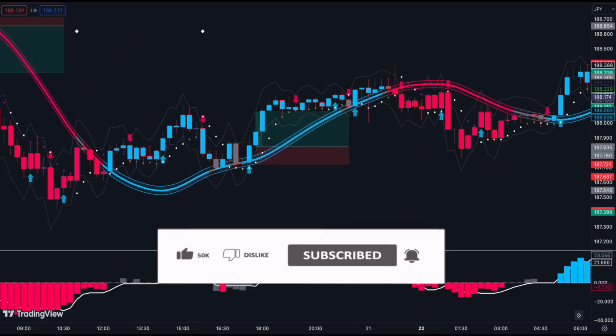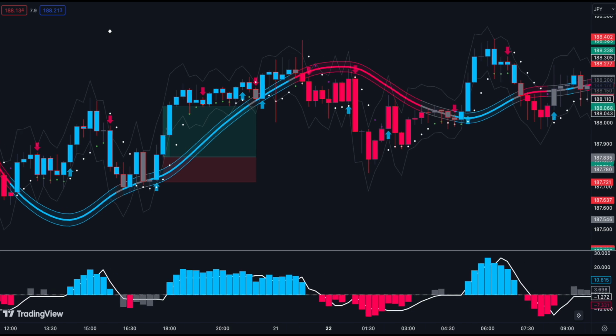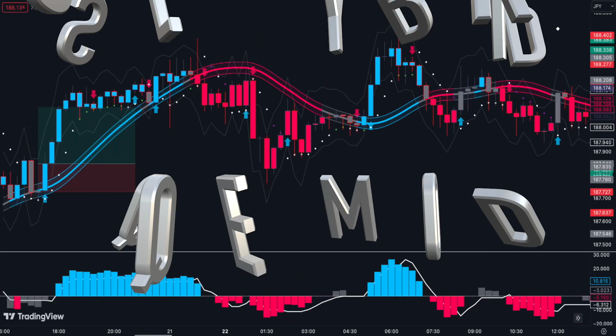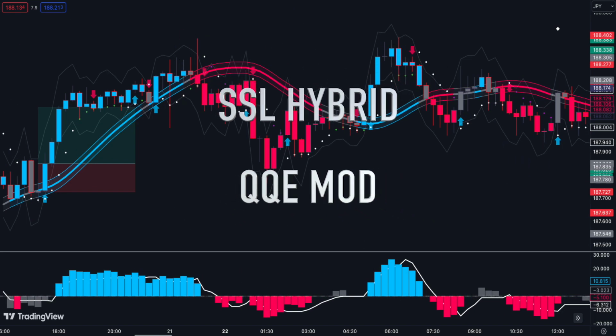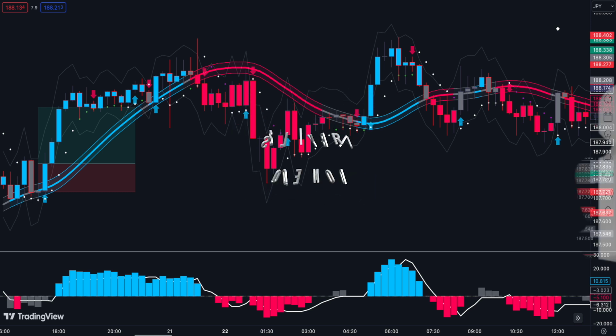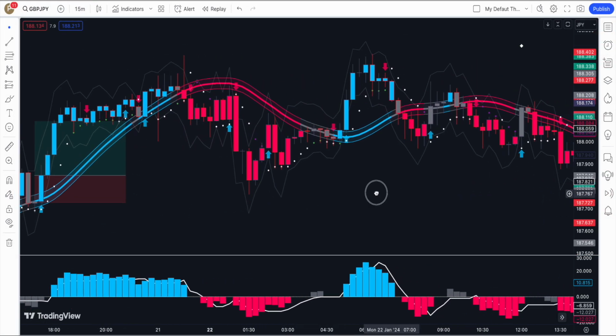This trading strategy is based on two indicators, the SSL Hybrid and QQE Mod. Both indicators can be found for free on TradingView.